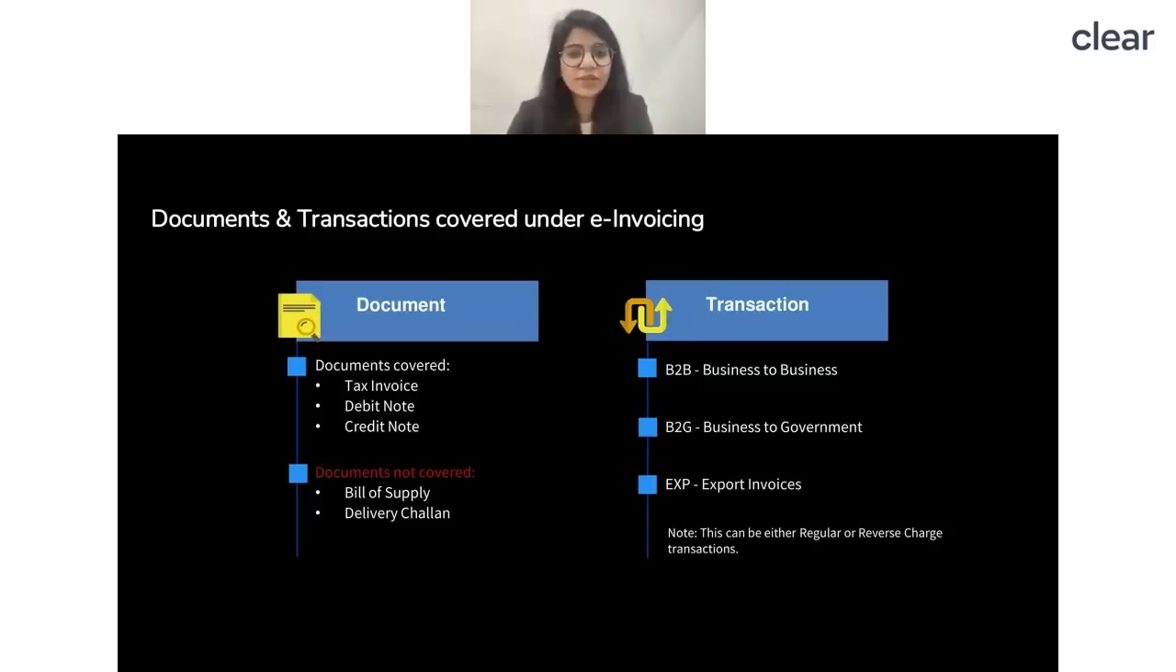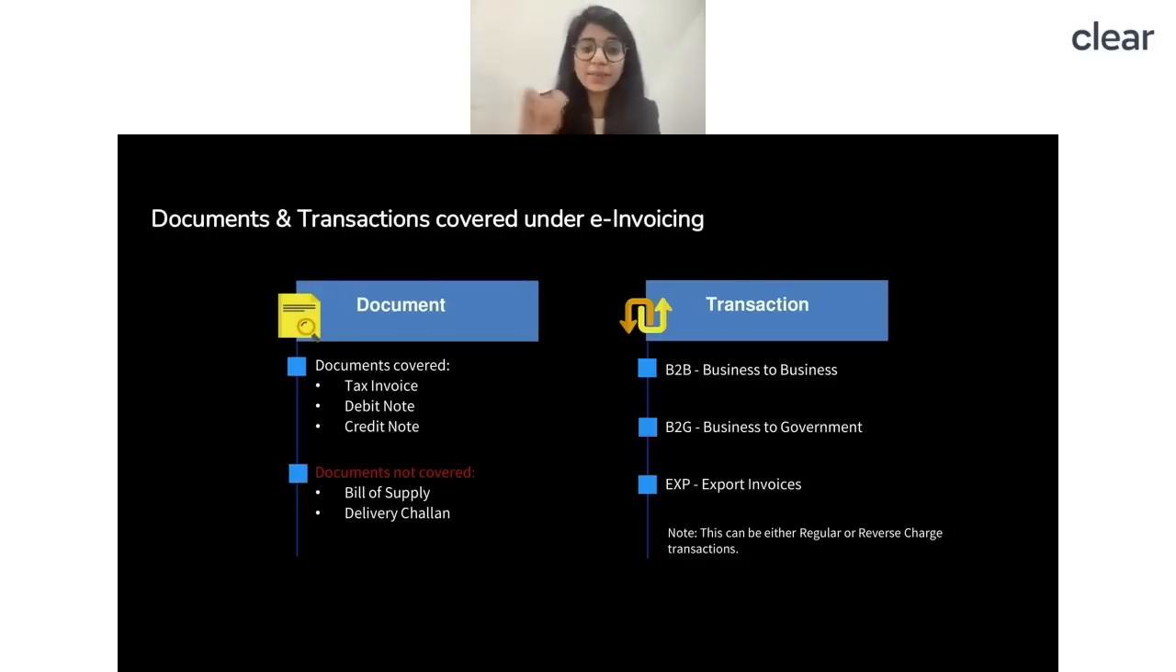when it comes to exempt supplies, what sort of document are we required to issue? Whenever I am supplying exempt supply, what sort of document am I required to issue? The answer would be that I am required to generate the bill of supply. And when it comes to bill of supply, I am not required to generate the e-invoice against the bill of supply. Since it's a bill of supply, I'm not required to generate the e-invoice against this document.